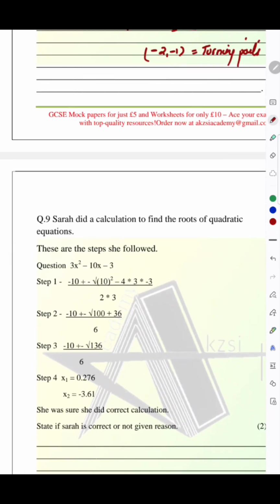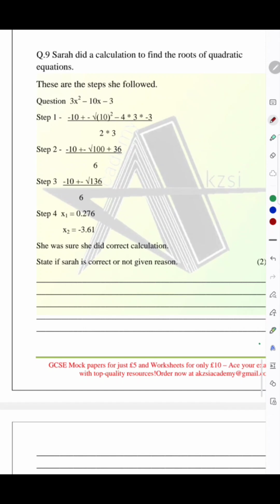Now moving on to the next question. Sarah did a calculation to find the roots of the quadratic equation. These are the steps she followed. The question is 3x squared minus 10x minus 3, and she used the quadratic formula. On using the quadratic formula, she got minus 10 plus minus root of 10 squared minus 4 times 3 times minus 3. She used the quadratic formula, which is minus b plus minus root of b squared minus 4ac over 2a.